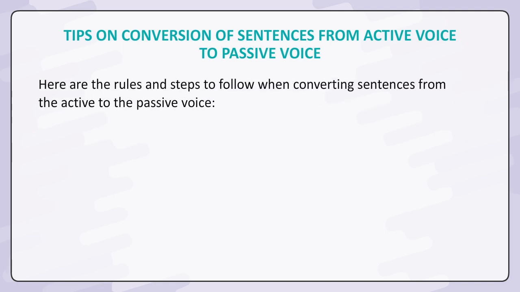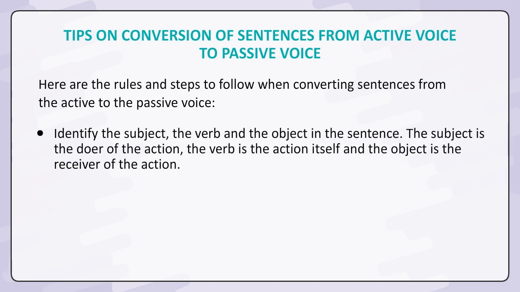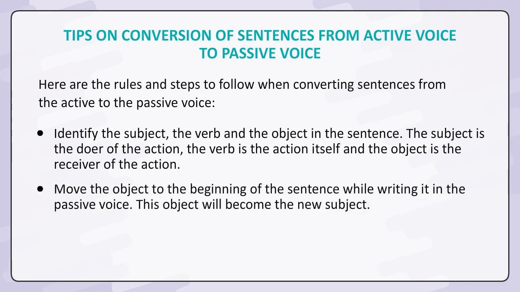Here are the rules and steps to follow when converting sentences from the active to the passive voice. Identify the subject, the verb, and the object in the sentence. The subject is the doer of the action. The verb is the action itself, and the object is the receiver of the action. Move the object to the beginning of the sentence while writing it in the passive voice. This object will become the new subject.